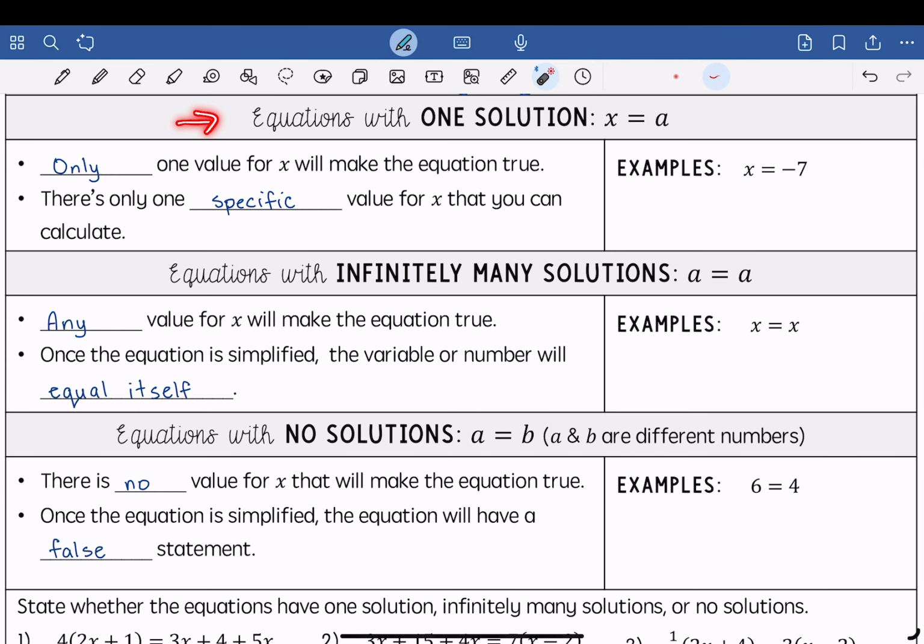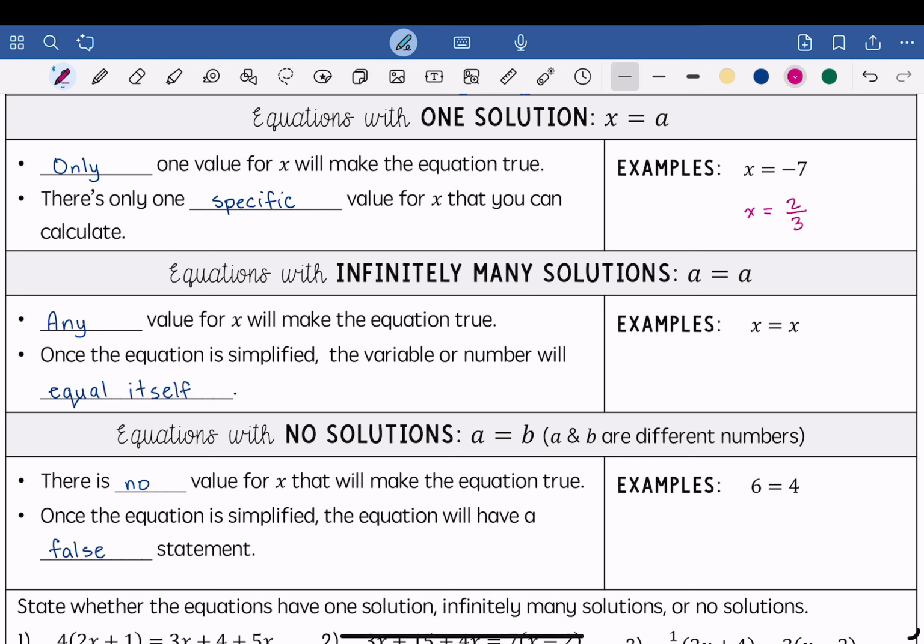Equations with one solution: the value of x is one specific number. So only one value for x will make the equation true. There's only one specific value for x that you can calculate. Some examples are x is equal to negative 7. We know exactly what x is equal to. Another example is x is equal to 2 over 3. And pretty much any number, x is equal to negative 4, negative 5, and so forth.